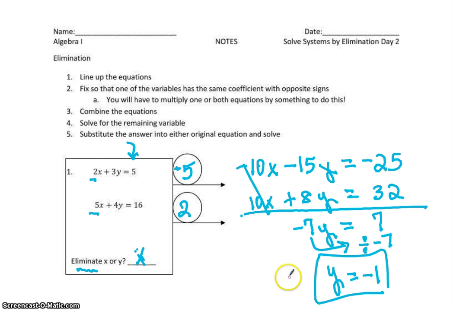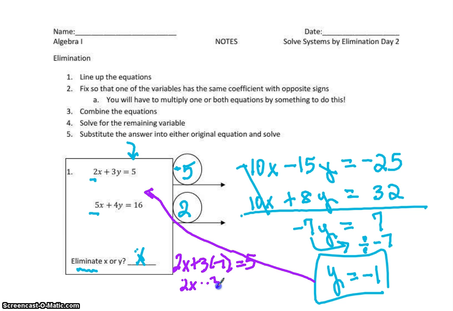You're going to take that answer over here to either of these original equations and put negative 1 in for y. I'm going to go to the first one. It becomes 2x plus 3 times negative 1 equals 5. So 2x minus 3 equals 5. I'm going to add that 3, and I get 2x is equal to 5 plus 3, which is 8. I'm going to divide by 2, and I'm going to get x is equal to 4. That's my solution.